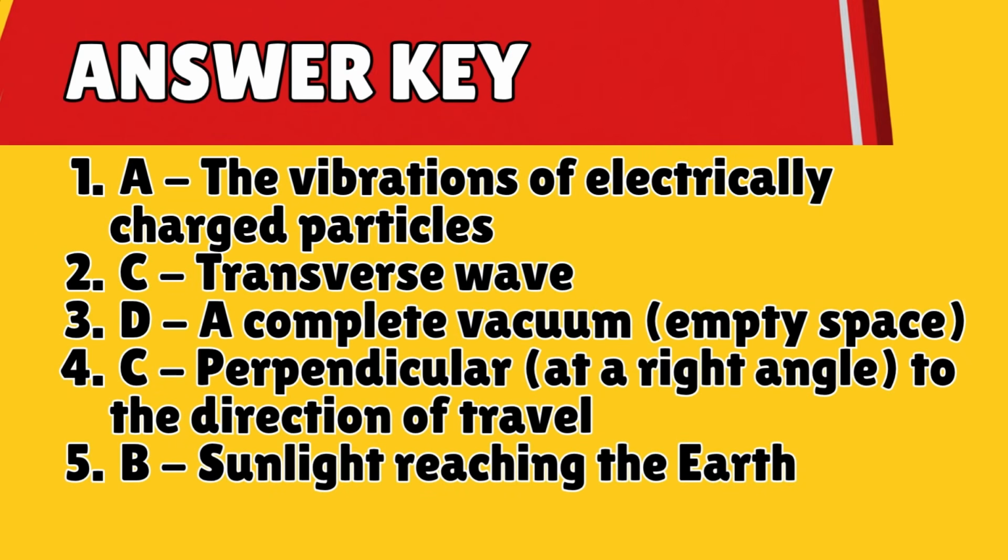Now it's time to check your answers. Number 1, the correct answer is letter A, the vibrations of electrically charged particles. This is the source of electromagnetic radiation. Number 2, the correct answer is C, transverse wave. Number 3, the correct answer is letter D, a complete vacuum or empty space. Mechanical waves cannot travel through vacuum. Number 4, the correct answer is letter C, perpendicular or at a right angle to the direction of travel. And lastly, number 5, the correct answer is letter B, sunlight reaching the Earth.